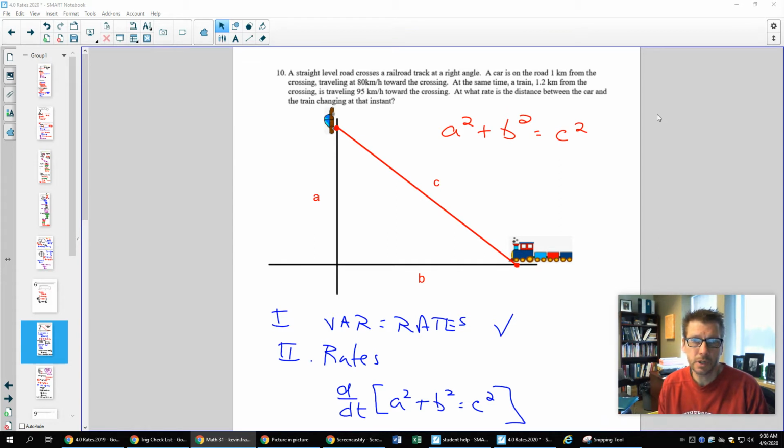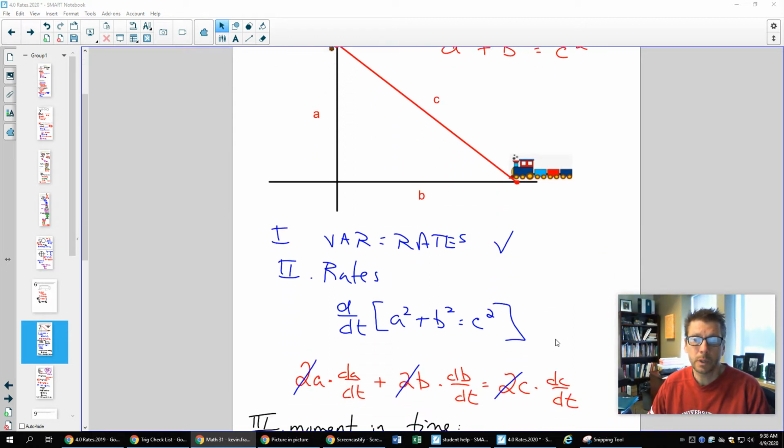And the formula we're going to start with in number 10 is the distance between the car and the train. So that's why I've got a little a squared plus b squared equals c squared at the top here, because that's the information that's talking about our distance. And I did a little check mark here because I'm talking about three different rates: the rate of the car, the rate of the train, and the rate of the distance change. So I do need three variables for that.